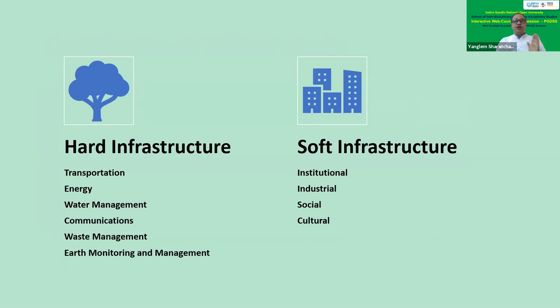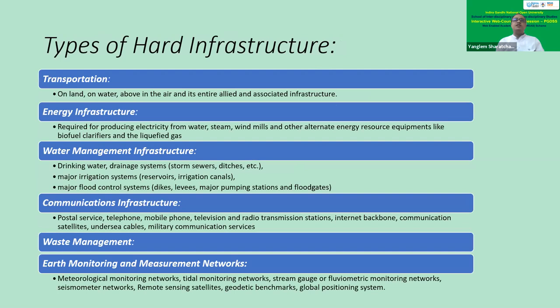So how does infrastructure include, as I told you, and most of us know, transportation, energy, water management, communication systems, waste management, and early monitoring and measurement systems. On the other hand, soft infrastructure is the institutional mechanism, the industry we have to establish, then the social structure, then the cultural structure. All these are soft infrastructure. And if you look into the details of the types of hard infrastructure, transportation is more about water transport, land transport, air transport, and their allied modes.